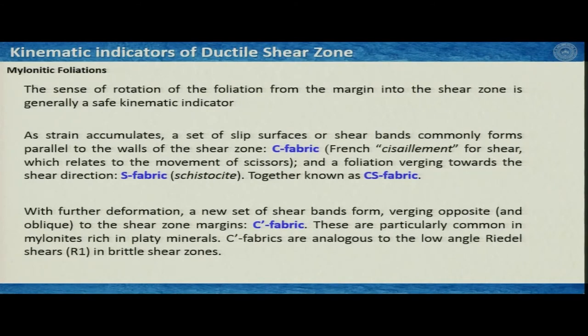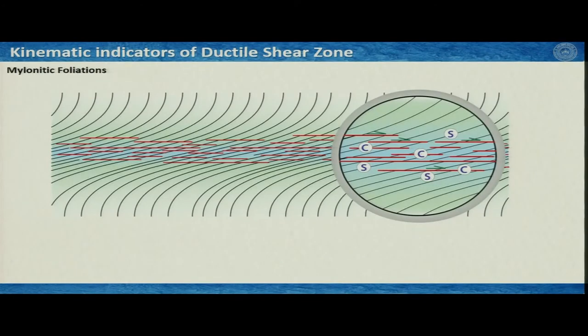C prime fabrics are analogous, we have learnt in our fracture class, to R1, the low angle Riedel shear fracture. So in the ductile domain, this R1 is replaced by C prime fabric. R1 is a fracture and C prime is a tiny incipient shear band produced in series, and these are very analogous to the R1 shear fracture. So, let us have a look at how it forms.